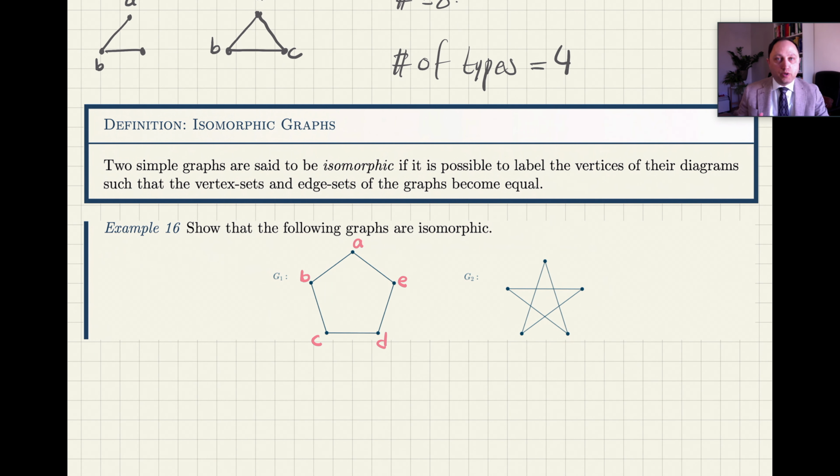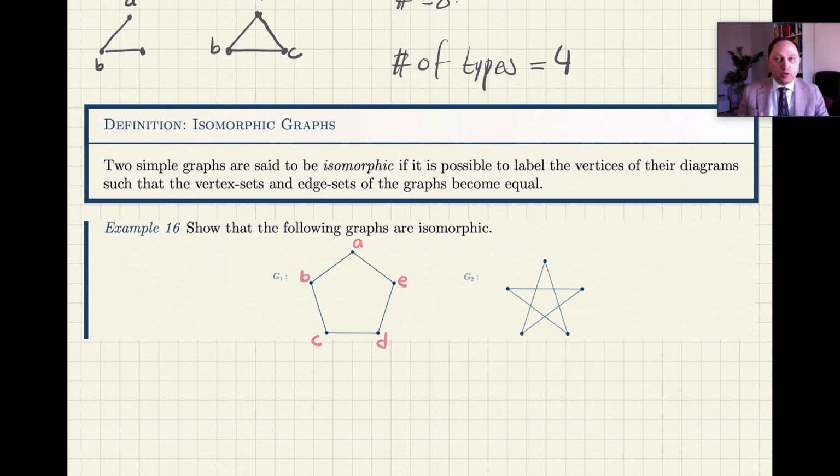So there are some possibilities for them to be isomorphic. Okay, now I start labeling them. So I label this A, but I label this one B, I label this one C, I label this one D, and then this E.